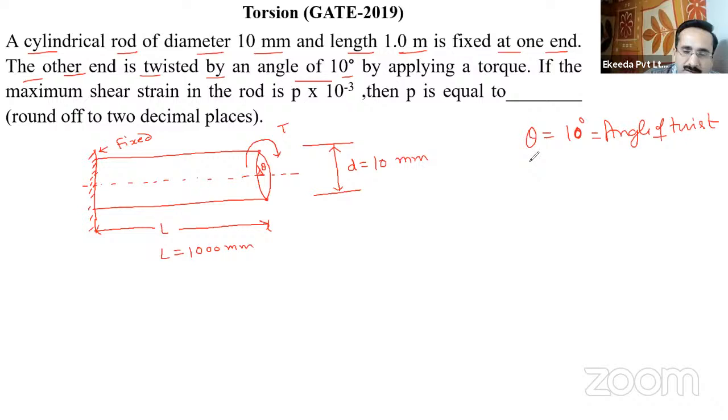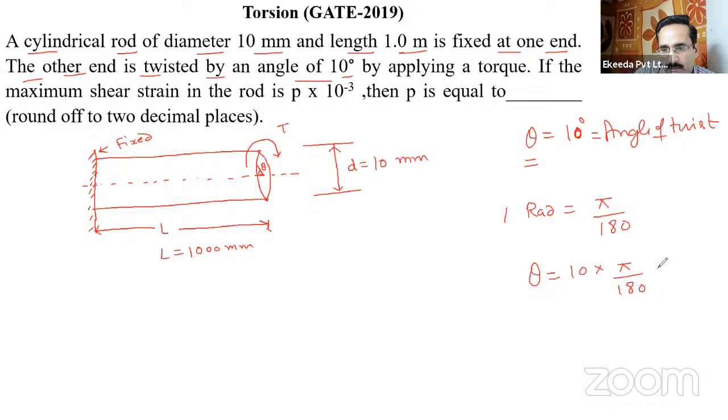But while using theta in numericals, you have to convert it not in degrees, but into radians, right? And you know that 1 degree is equal to pi by 180 radians. So theta will be equal to 10 multiplied by pi by 180 radians. Whenever you have to use theta in calculation, you have to use radians, not degrees.